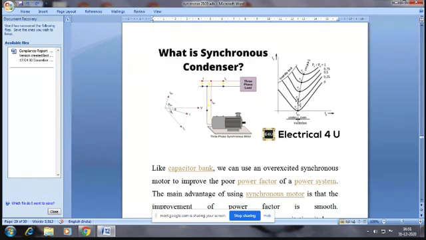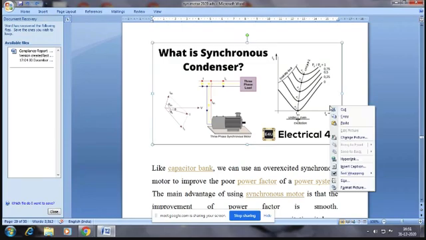Towards the right is the over excitation. Over excitation means which power factor? Leading PF. Very good, leading. Under excitation? Lagging PF, sir. Critical excitation? It is unity power factor.